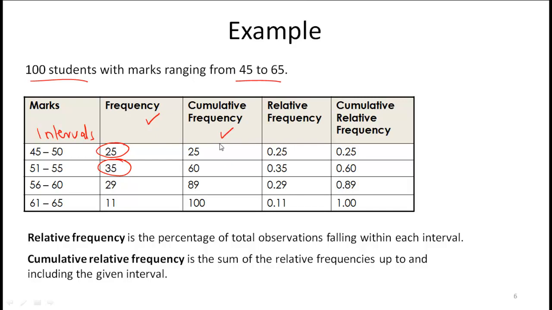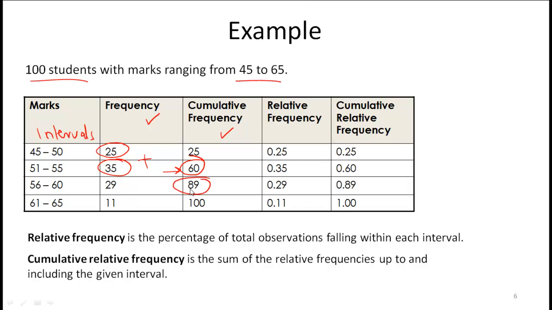Cumulative frequency basically is going to add up all the frequencies up to a given point. So in the range 45 to 50, we have a cumulative frequency of 25. When we say cumulative frequency for 51 to 55, what we really mean is how many students got 55 and below. So that would simply be 25 plus 35, which is 60.